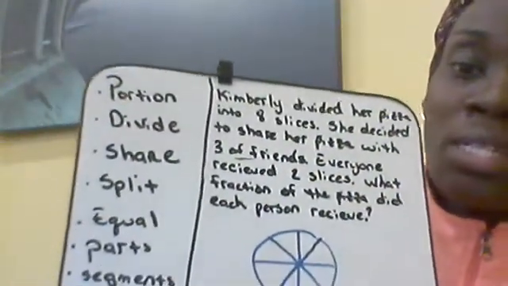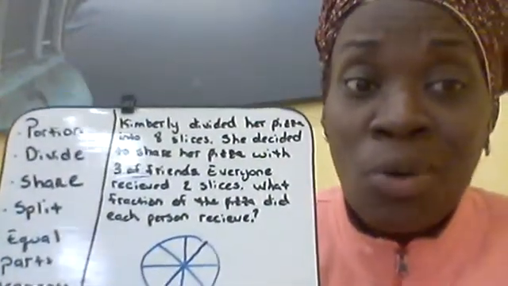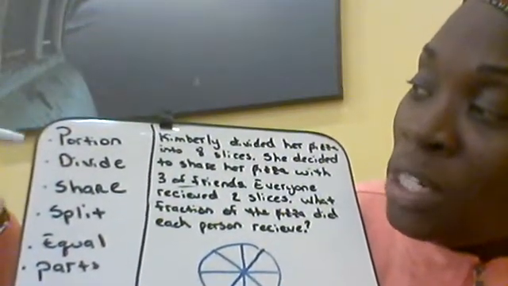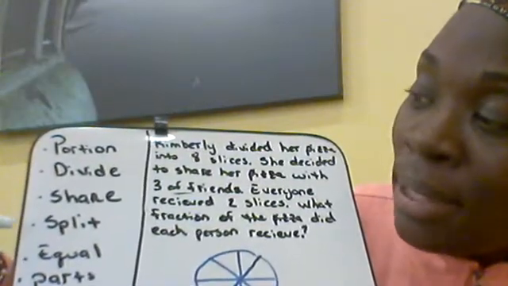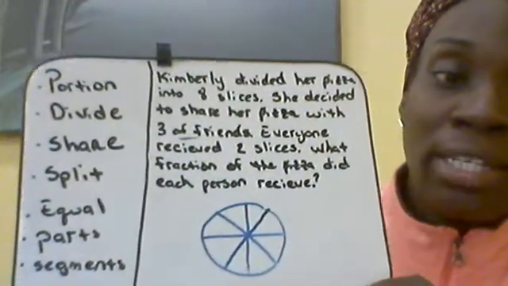Okay, so now, hold on one second. All right, Nyaja, this is the word problem we discussed before. Remember, anytime you're dealing with fractions or word problems, you're looking for context clues to let us know what we're going to do, even though we already know we're working with fractions. Some of the words we're looking for are portion, divide, share, split, equal, parts, and segments. Those are all key terms when we're working with fractions. So now let's listen to the word problem.